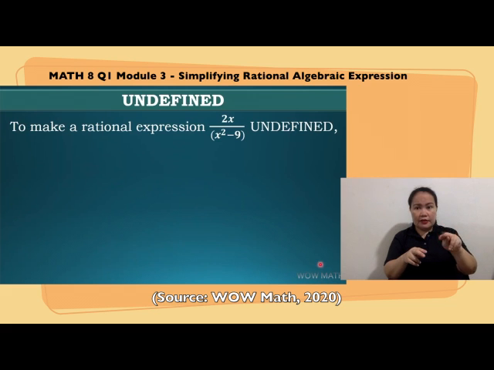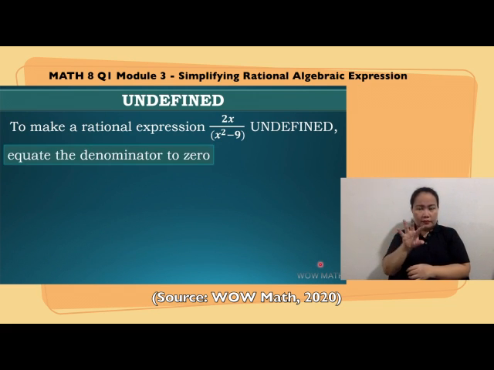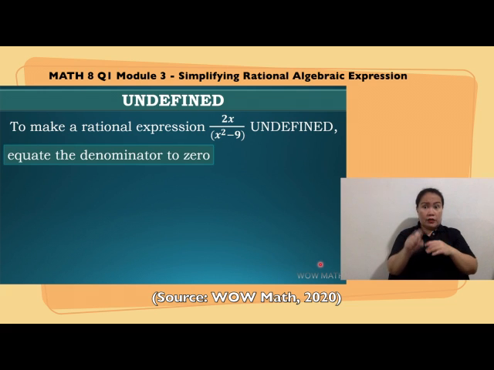Another. So, I have here 2x all over x squared minus 9. So, first, equate the denominator to 0. So, copy your denominator. That is x squared minus 9 is equal to 0. Now, we all know that this is an example of a what? Difference of two squares. That is good.